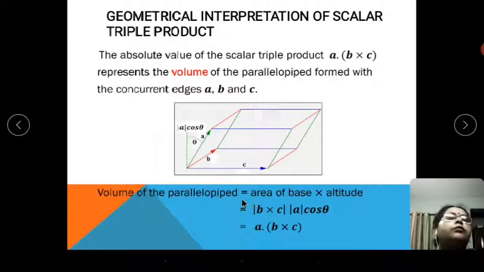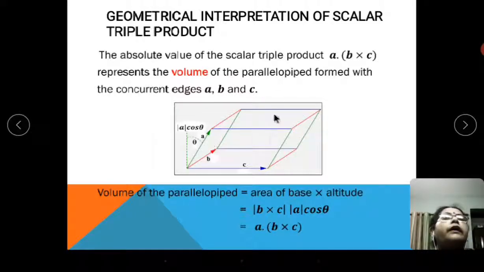So now what is the final expression then? Mod A multiplied with mod B cross C cosine theta, where theta is the angle between the A vector and the B cross C vector. Why is theta the angle between A and B cross C vector? That also comes from our previous session knowledge that B cross C will be pointed along this direction, perpendicular to the plane of B and C. So now finally, if you remember the formula of scalar product, this gives nothing but A dot B cross C.